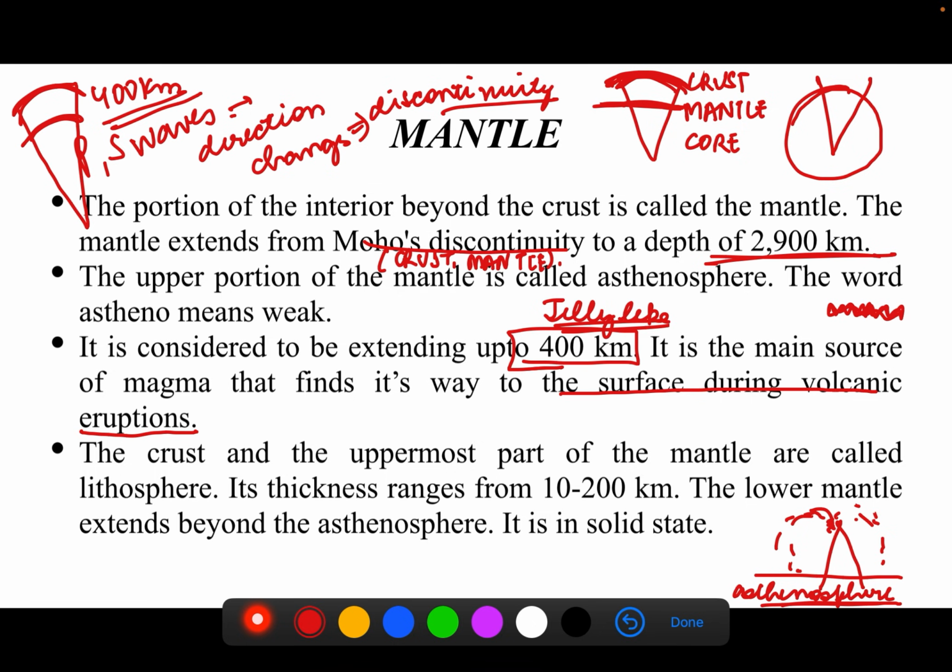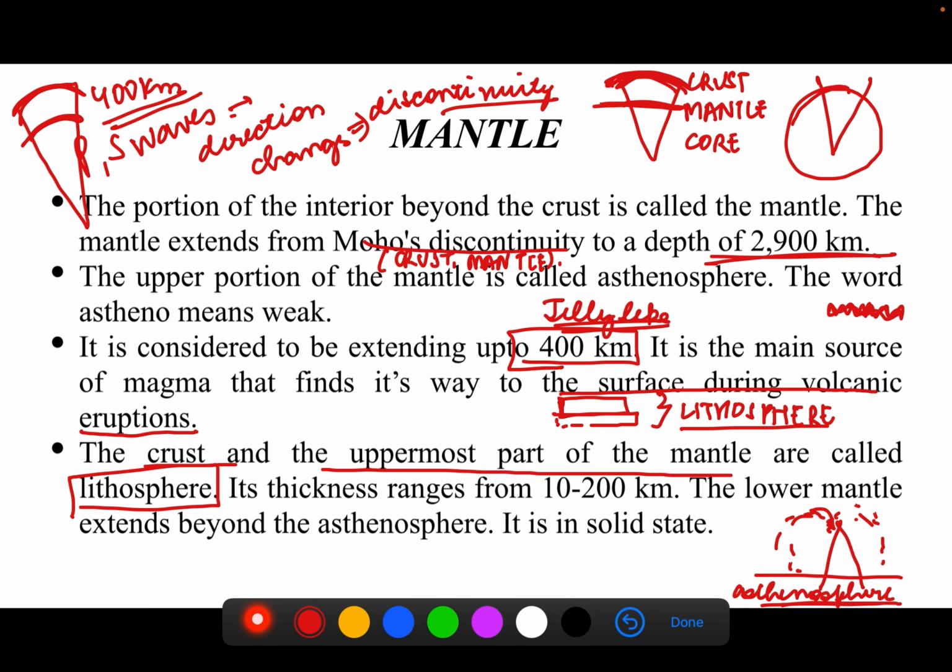Now one more point that we have to understand: we all have heard the name lithosphere. But what is this lithosphere? The crust and the uppermost part of the mantle are called lithosphere. So this is crust and this is just the uppermost mantle part. This all is called lithosphere. In the upcoming chapter, we will study the lithospheric plates. This lithosphere is broken into different plates like the Eurasian plate, Indo-Australian plate, like this. The thickness ranges from 10 to 200 kilometers.